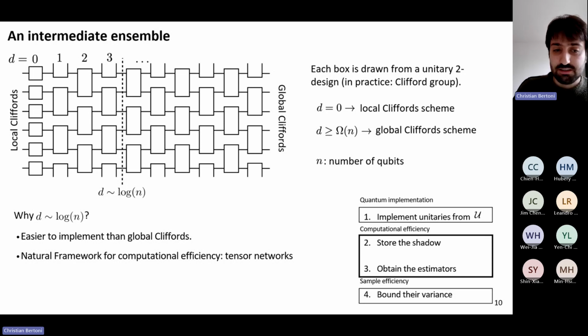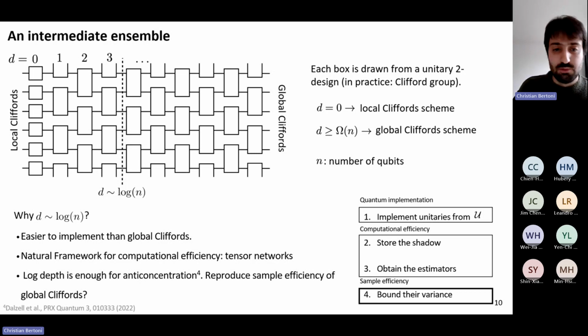And these 2 points are good reasons for picking a depth which is shorter than log, but why should we go all the way to log? A sort of intuitive reasoning that was one of the starting points of this project is that log depth is enough to make circuits anti-concentrate, which loosely means that the output distribution at log depth already sort of looks like the output distribution of totally random global Cliffords. And the hope is that this would reflect into the sample efficiency at the variance bounds, and we would get the same sample efficiency as global Cliffords at much shorter depths. And I will explain later that to some extent this is the case.